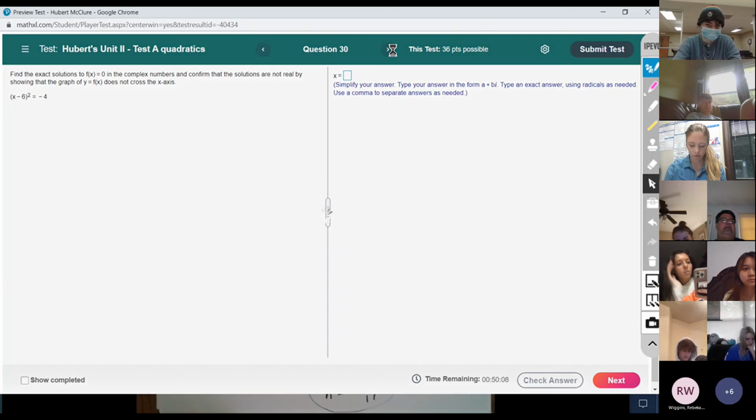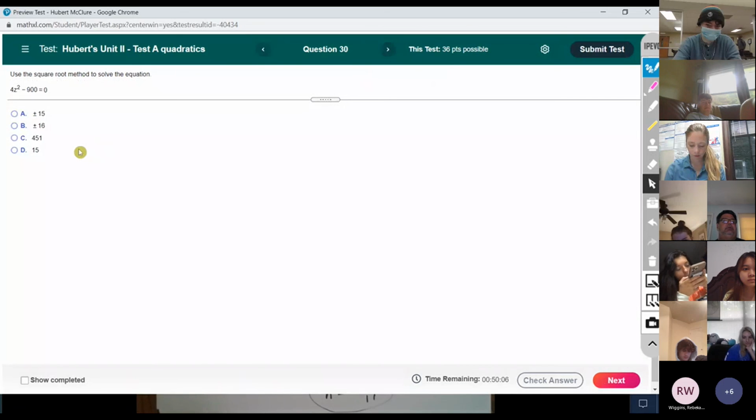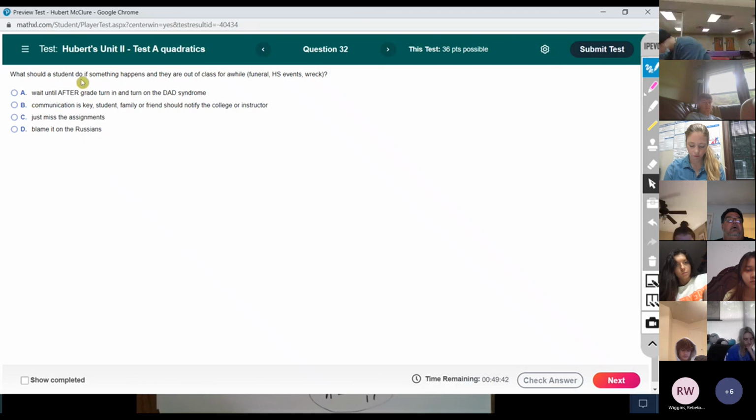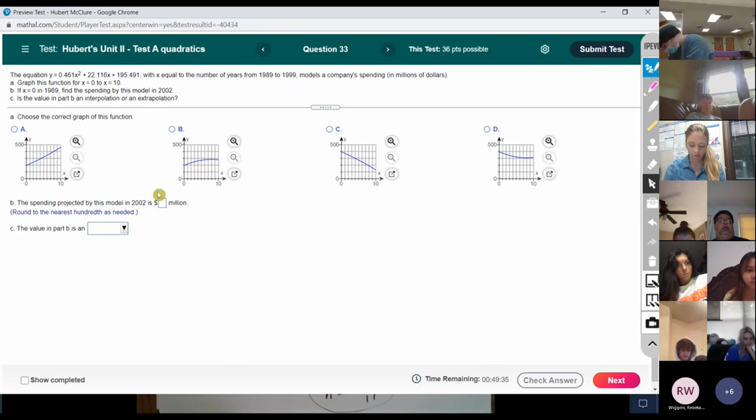I'm trying to get everything in before y'all start convulsing. This one is easy. 4z squared is equal to 9,000, and reduce accordingly. x squared is equal to positive 75. Simplify as much as possible with the radical. Communication. Put that in your calculator, match it up.